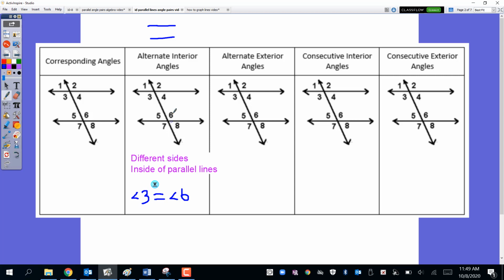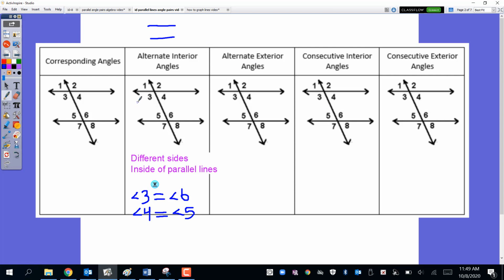What other pairs do I have? Let's talk about angle 4. There's another pair that involves angle 4. What's alternate interior to angle 4? It's got to be on a different side of the transversal, and it's got to be in the other group on the inside of the parallel lines. So that's going to be number 5, and they are also equal to each other, okay?